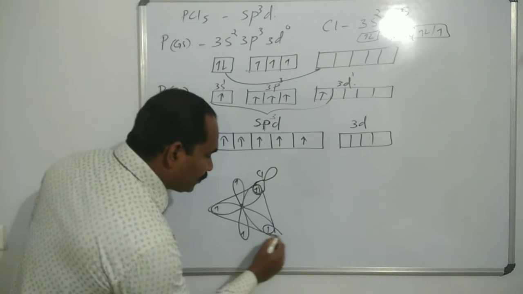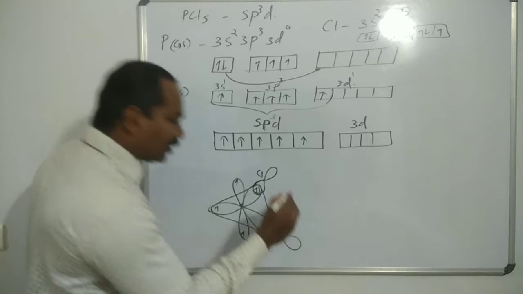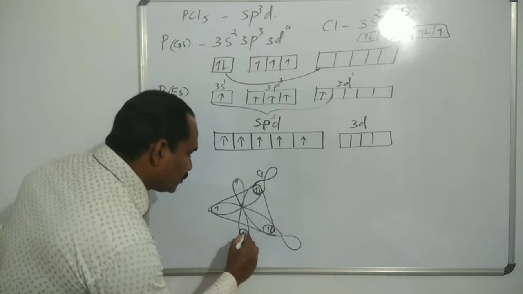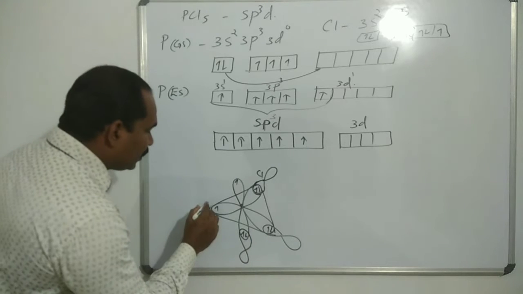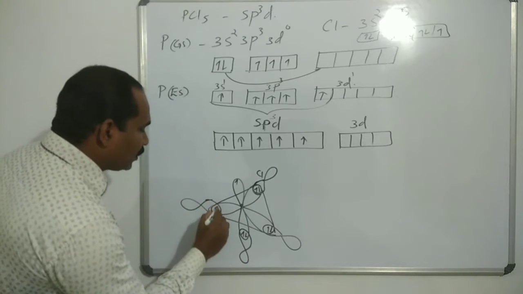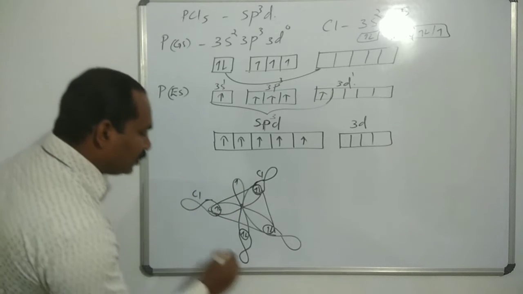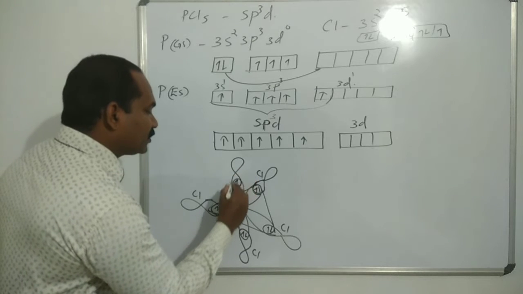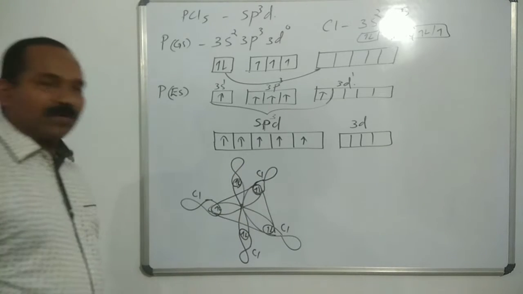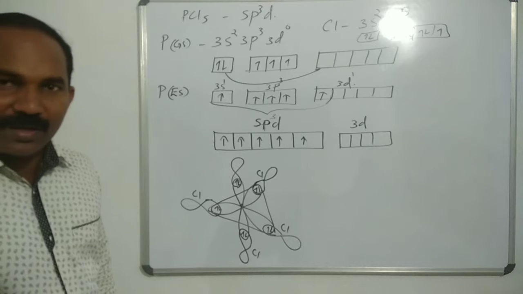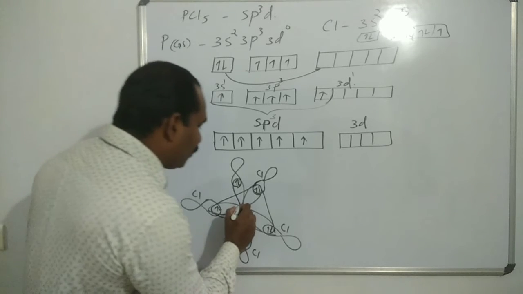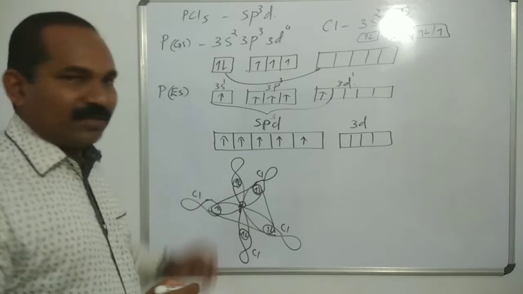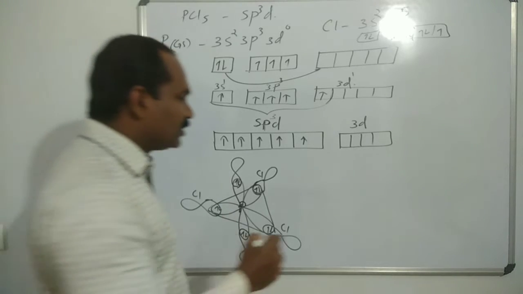Here another chlorine comes and shares the electron. Another chlorine comes and shares the electron, and another chlorine comes and shares the electron. These are chlorine atoms, and here the chlorine comes and the p orbital is overlapped. Are you clear? Yes. Then phosphorus is at the center, phosphorus undergoing hybridization.